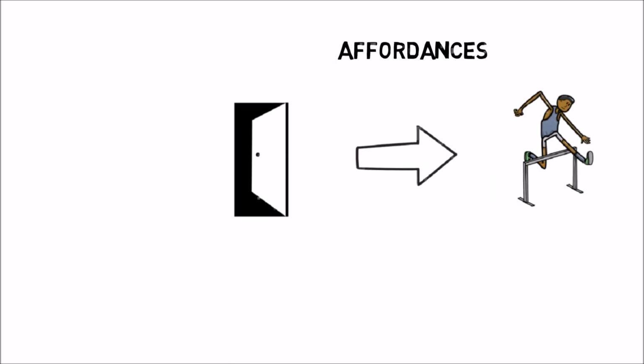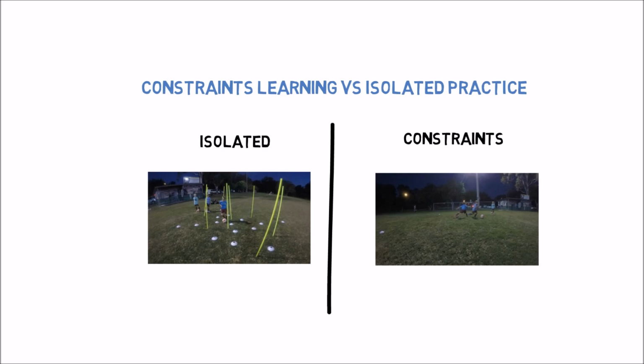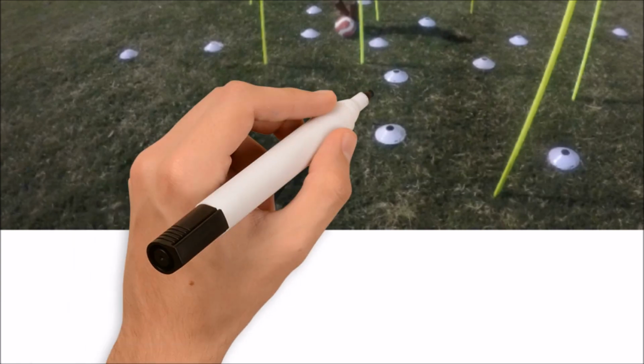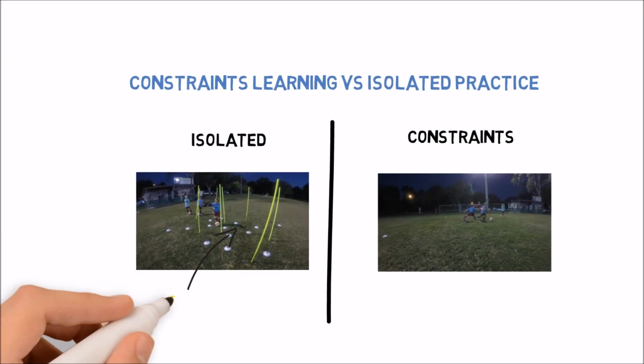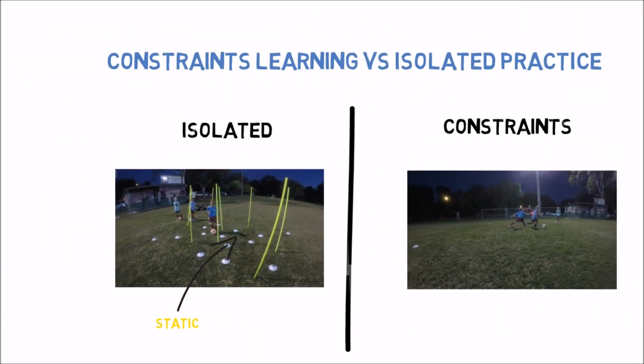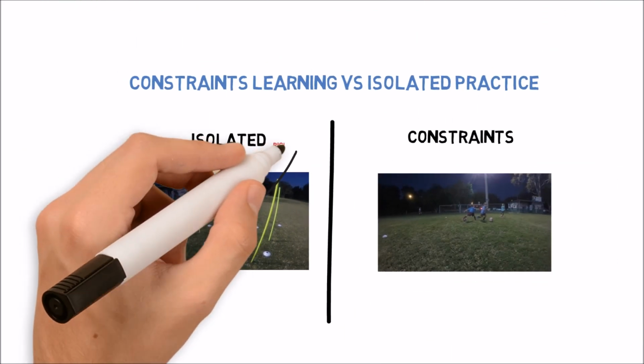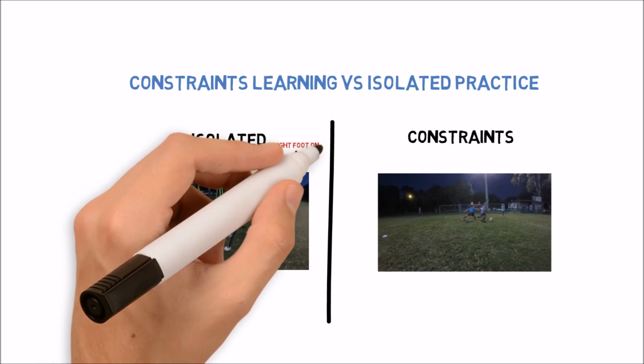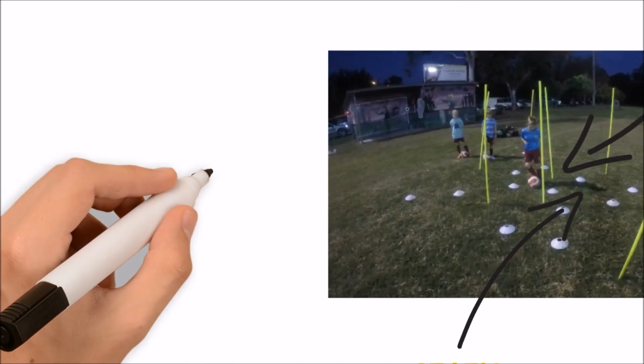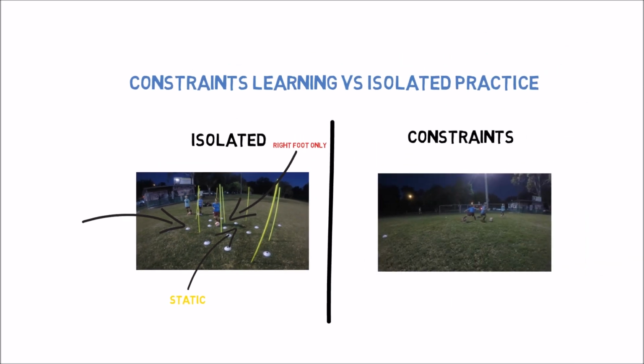In the isolated activity, the environment players are placed in is static. We have a bunch of cones which do not change. The players have been given explicit instruction to only use the right foot and to take a touch every step. Opportunities for action change slightly, but because the environment isn't dynamic in nature, there is a limited need to search, limiting the use of the perceptual system and ultimately limiting the amount of learning opportunities.